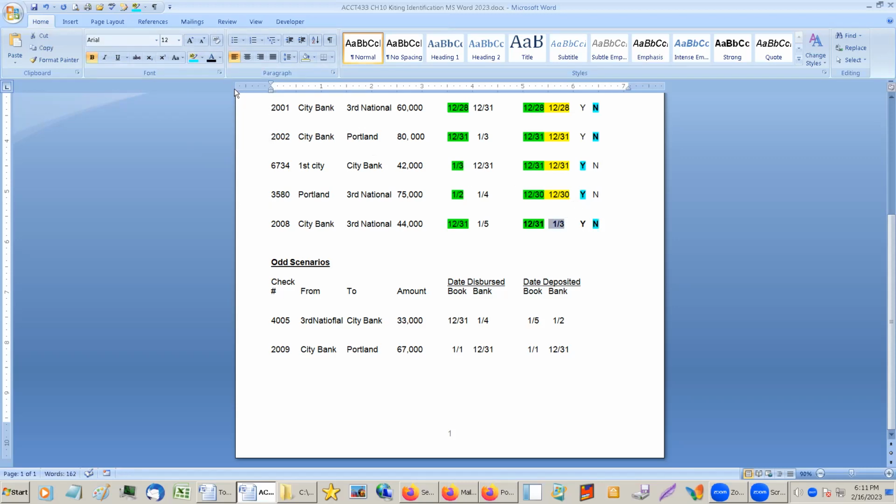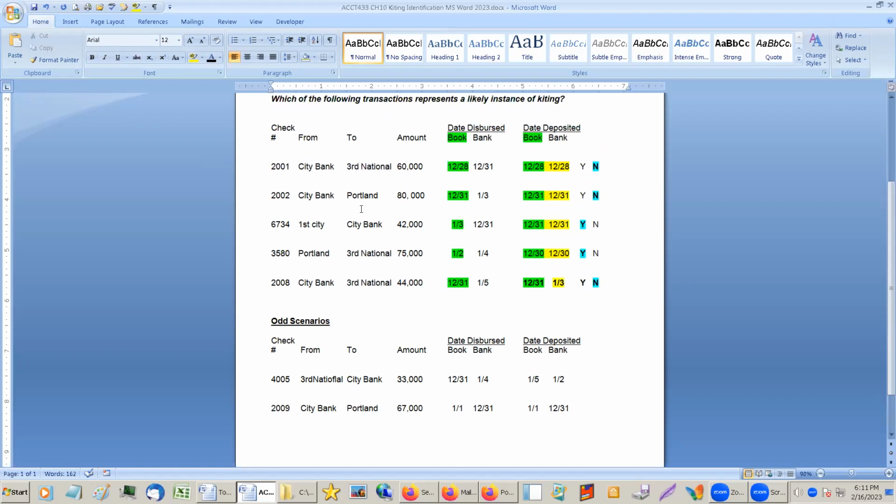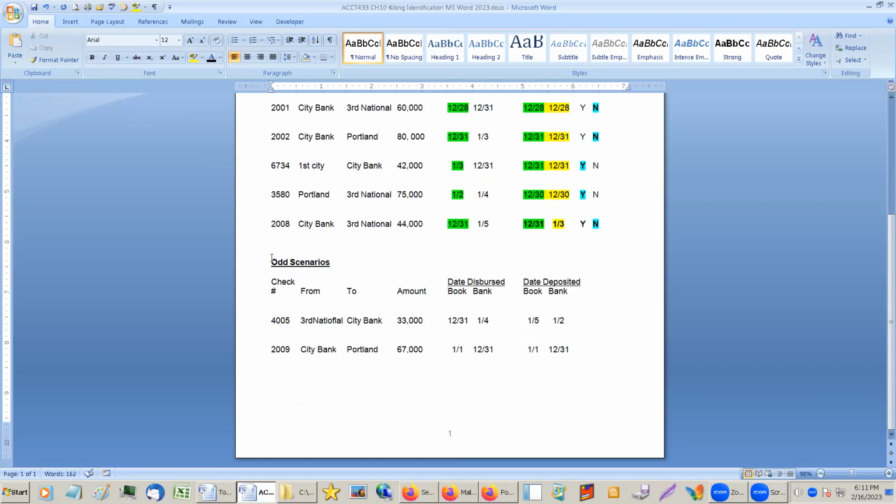Yeah, and this one it was put in before. Okay, so these are kiting examples. Now down here, these are odd scenarios. These are not necessarily kiting. They're just some things you've got to be aware of.